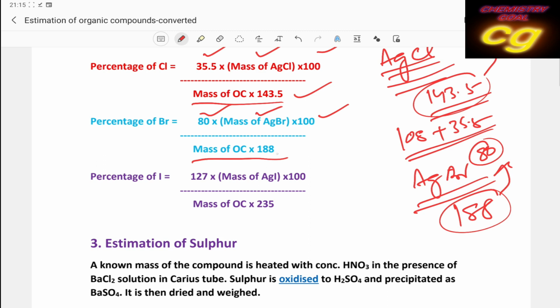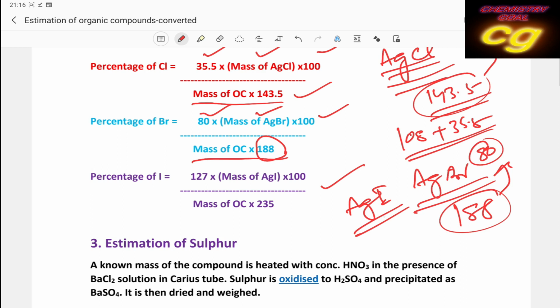This value you have to remember, the molar mass of the substance produced. So this is the formula of percentage of bromine. Similarly, percentage of iodine, same formula. Iodine is produced as AgI, silver iodide. Silver iodide color is yellow. Silver bromide is pale yellow. Silver chloride is white color. From that we can also know, as already discussed, the detection of elements. Now we are discussing the percentage of elements.